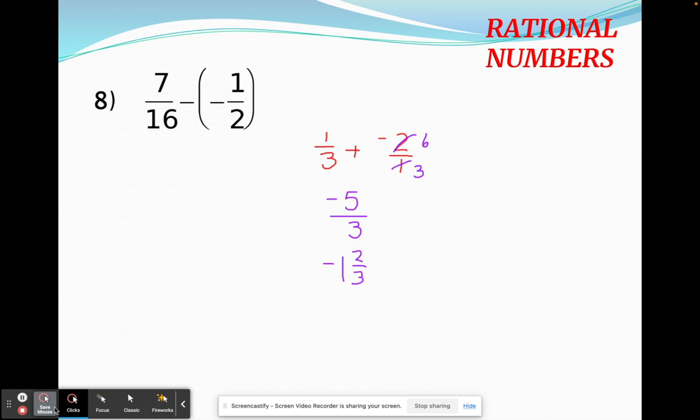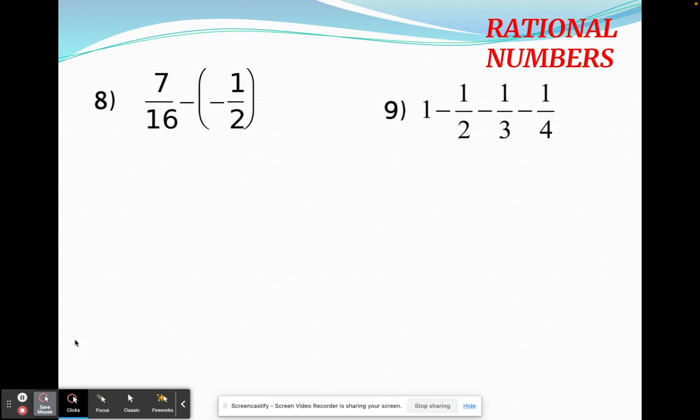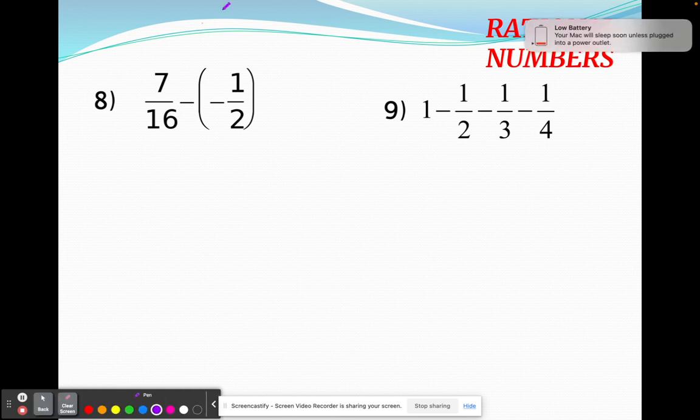Let's do the next one. I have 7/16 minus a negative 1/2. Well, the first thing I want to do is, oops, I went too far again. First thing I want to do is change that into a plus.